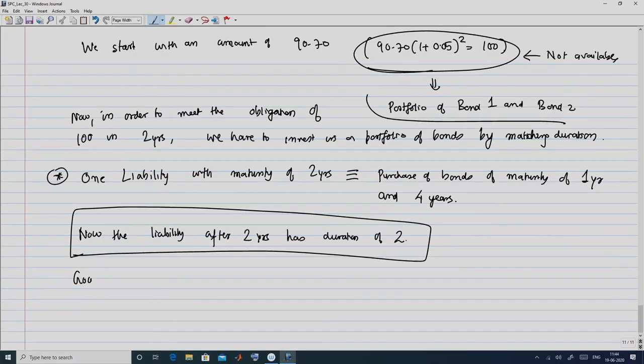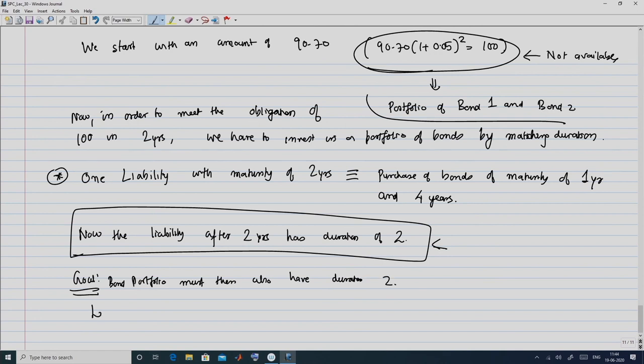So accordingly, whenever I try to protect myself against the adverse movement of the interest rate, the bond portfolio that I create has to be created in such a way that its duration exactly matches this duration of 2 years. That means I must choose my investment proportions or weights for bond 1 and bond 2 so that the resulting duration of the bond portfolio is the same as 2. So what is the goal? Just to put it in clearer terms, the portfolio of bonds must also have duration 2.